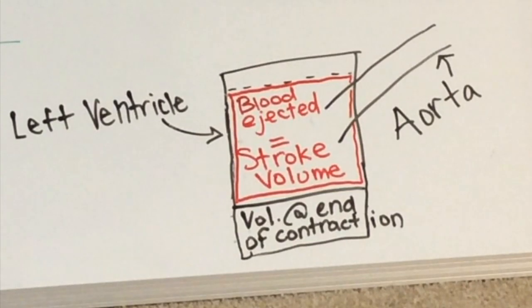The more blood that you are able to pump out with every contraction tells us how efficient your heart is. Our body has a set need for an amount of blood to meet metabolic demands.